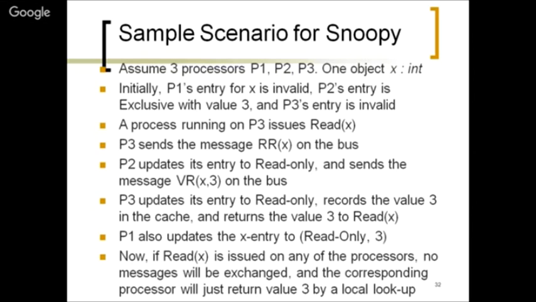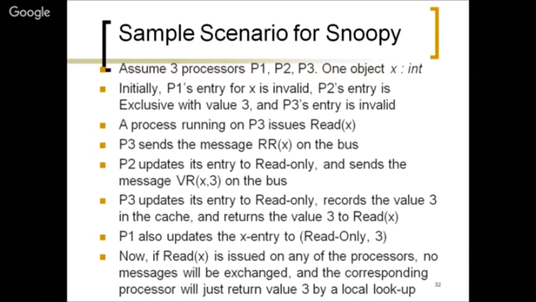So, a sample scenario. Assume we have three processors, P1, P2, P3. We are just considering one example. Let's say initially P1's entry for X is invalid, meaning P1 is in the invalid state. P2 is in the exclusive state with some value 3. Exclusive state means I want to write something, let's say I want to write 3. That's why P2 is exclusive with value 3, and P3 is in the invalid mode. I am just considering one example.